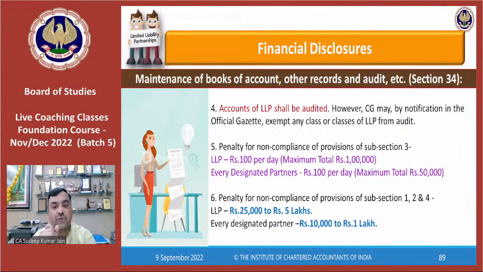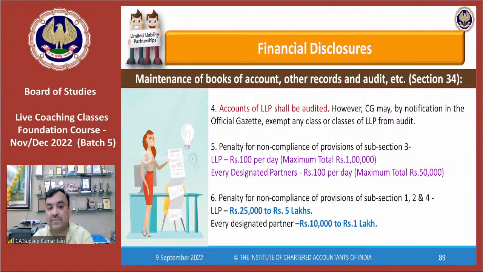But in default of provisions of section 1, 2 and 4, means you are not maintaining the accounts, second, you are not preparing the financial statement within 6 months, fourth, you are not getting the accounts audited, the penalty is 25,000 to 5 lakhs for LLP and 10,000 to 1 lakh for partners. Clear?